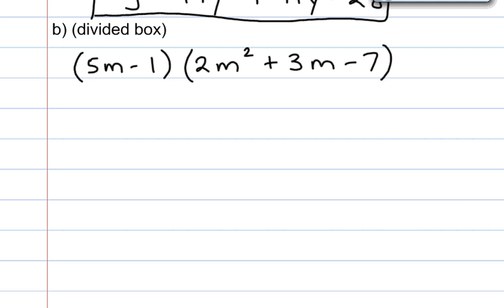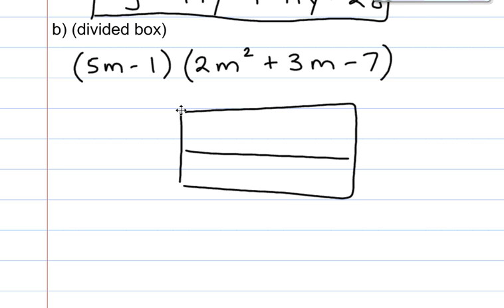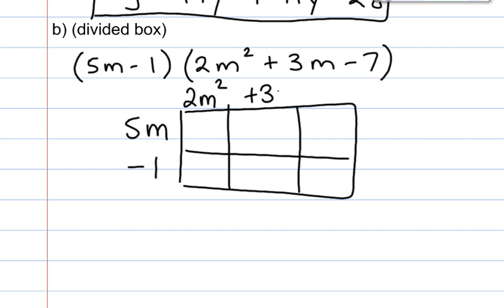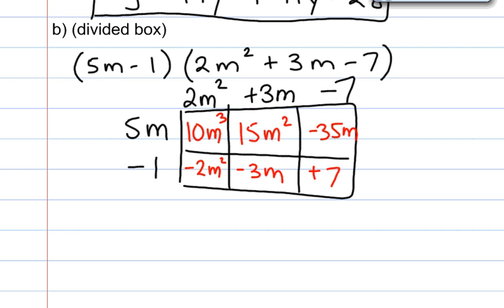Since I have a binomial times a trinomial, this is going to be a 2 by 3 box. A little bit of a bigger box than we had in the previous examples. I'm going to have 5m and negative 1. Then on top, 2m squared, plus 3m, and negative 7. Now, I'm going to let you fill out the box by yourself, and then we'll come together and put it all in one expression. Okay, here's the box filled out.